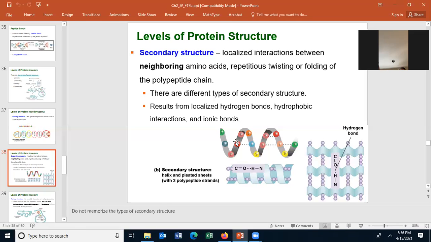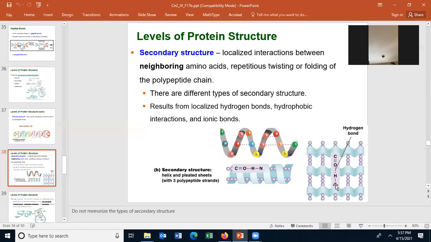The point is, secondary structure happens by nearby amino acids being attracted to each other or being repulsed from each other. And that gives rise to a secondary structure. And you don't need to know the different types of secondary structure, but it can be an alpha helix shown here. It can be the beta pleated sheet shown here. And then the third is a random coil. You don't need to know those different types. Just know the nearby amino acids are interacting with each other, being either attracted or repulsed from each other.